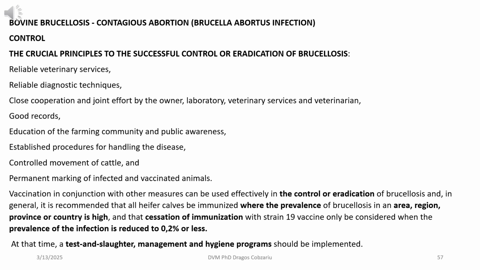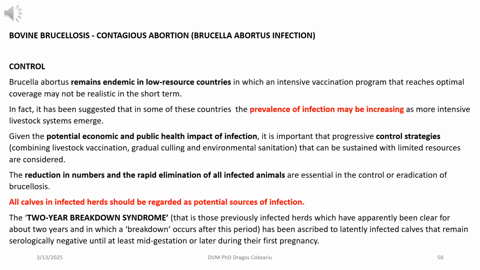Vaccination in conjunction with other measures can be used effectively in the control or eradication of brucellosis and, in general, it is recommended that all heifer calves be immunized where the prevalence of brucellosis in an area, region, province or country is high, and that cessation of immunization with strain 19 vaccine only be considered when the prevalence of the infection is reduced to 0.2% or less. At that time, test and slaughter, management and hygiene programs should be implemented. Control.